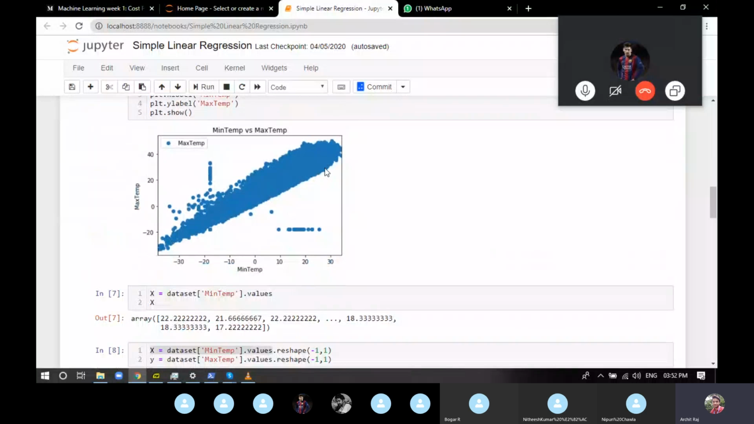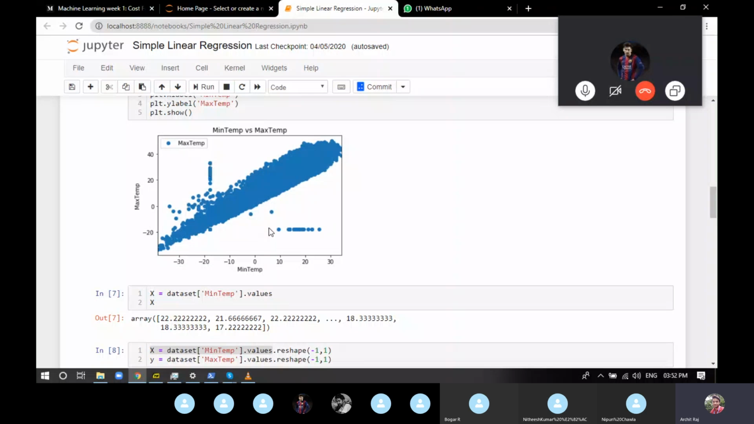Now you can see this looks like a condition in which you can put a linear regression line, because for every value of minimum temperature, the maximum temperature is also increasing. When the minimum temperature is increasing, the maximum temperature is also increasing. There are some outliers, like you can see here. It's normal to have outliers. So this is what the dataset looks like.